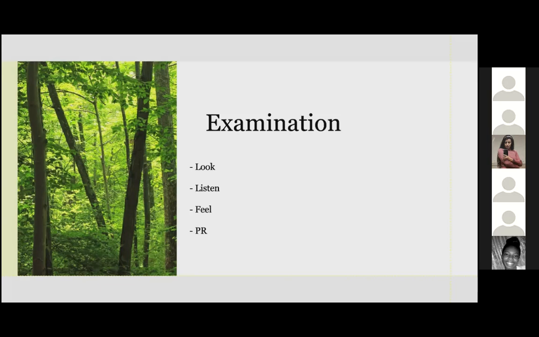So for doing the PR exam, as I'm sure you guys know, you need to look for external abnormalities like an anal fissure, external hemorrhoids. And then upon actually doing the PR, you need to see if there's any frank blood or any melena. You might feel that they're constipated, and you could possibly feel a mass like a rectal tumor. So it's a very useful examination to do.